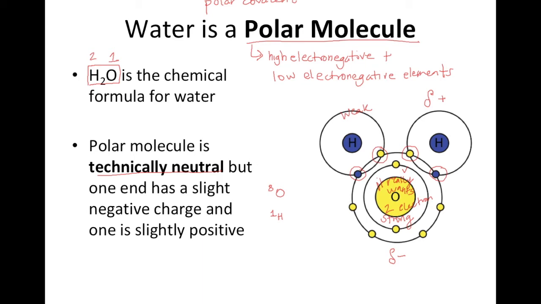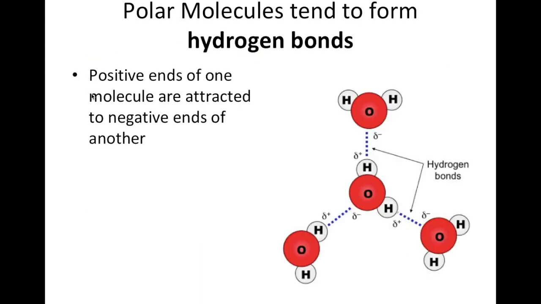Let's continue to the next one, which is the consequence of polar molecules. Polar molecules are going to form hydrogen bonds. If you recall from yesterday when we talked about hydrogen bonds, these are very weak bonds, and they form between different molecules. They're not inside of a molecule, they're between multiple molecules, so that adds to their weakness. However, they are strong in large numbers, and it's pretty amazing what they can do in large numbers.